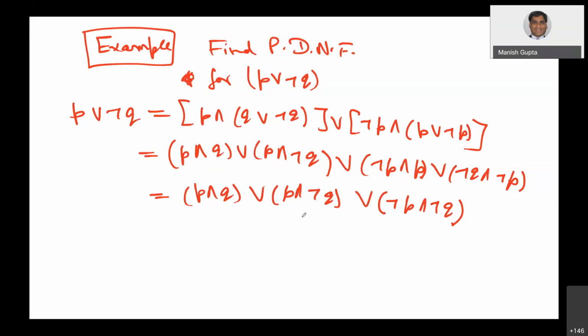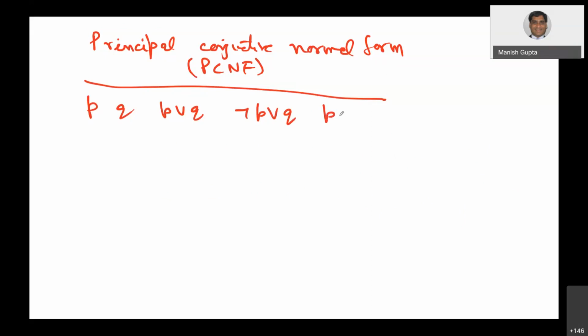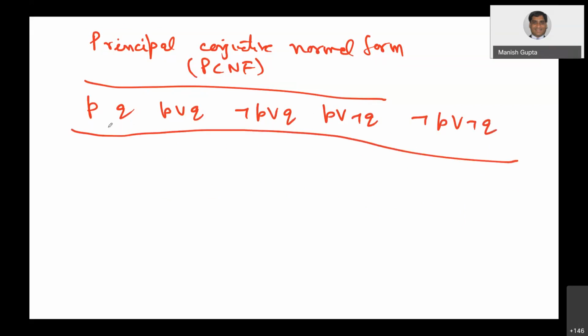Okay, so this is how we can compute these things. Similarly, we can do the PCNF, principal conjunctive normal form. I'll just give you one table here for PCNF. So that was PDNF. Here we have P, Q, P join Q, which means sum, negation of P join Q, P join negation of Q, negation of P join negation of Q. These are all joins, which means sum. This is true, this is true, this is true. P, Q.